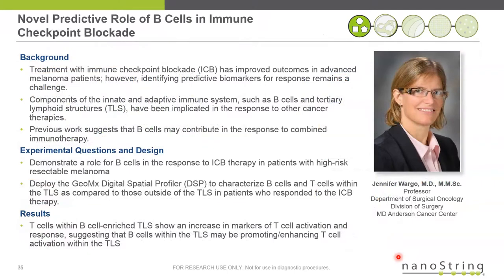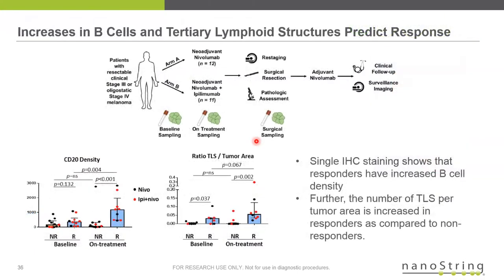Dr. Wargo has then been following that study up, digging deeper into the B cell biology and some of the other observations she made. So what she did find was that both B cells and the presence of tertiary lymphoid structures within the tumor implicated a better response. So she's following this up by going back into the DSP and further dissecting the immune content in the context of these tertiary lymphoid structures.